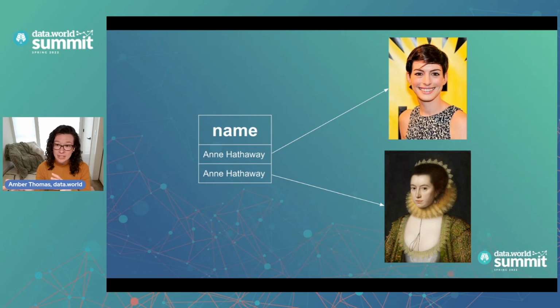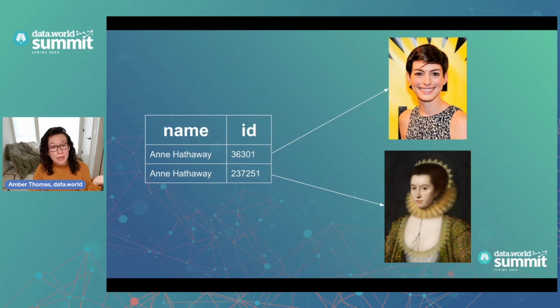Now, you obviously want to make sure that you don't get these two mixed up as you're analyzing your data. So what a lot of people will do is introduce a column with, like, say, an ID number. This is usually a unique identifier that within your data set indicates just one thing. So there will never be another thing in this data set with the ID 36301.